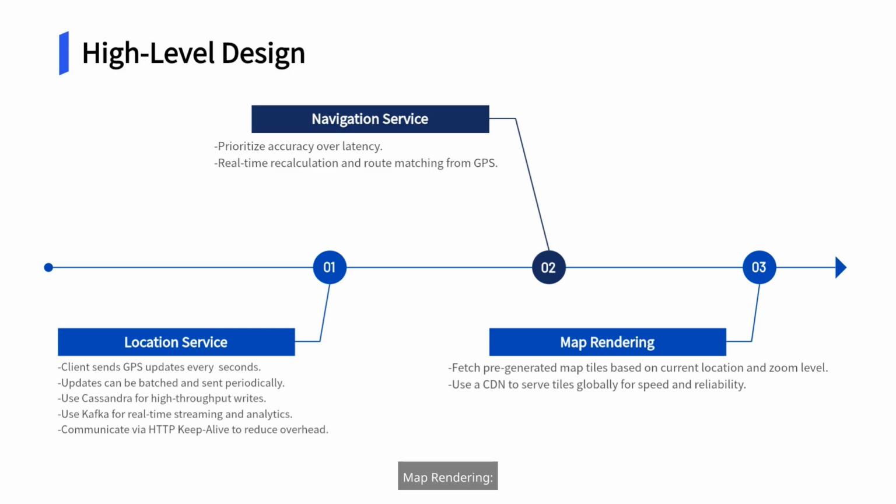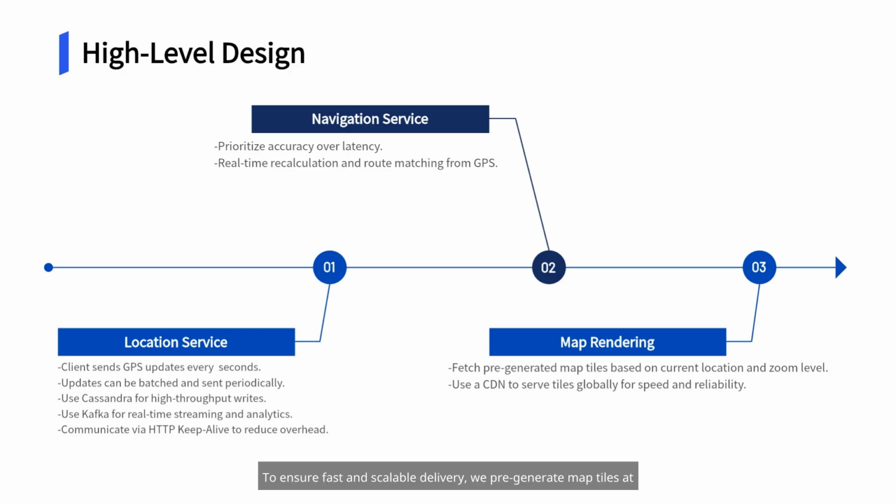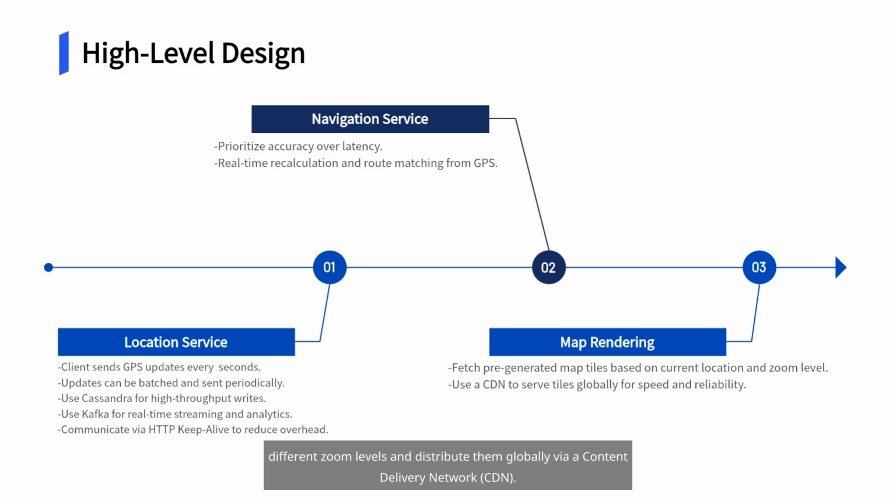3. Map rendering. On the visualization side, map rendering is handled through map tiles, which are small square images representing a portion of the map at a specific zoom level. These tiles are fetched on demand, based on the user's viewport, i.e., their location and the zoom level they're currently using. To ensure fast and scalable delivery, we pre-generate map tiles at different zoom levels and distribute them globally via a Content Delivery Network, CDN. This minimizes latency and ensures that users can smoothly pan and zoom around the map.